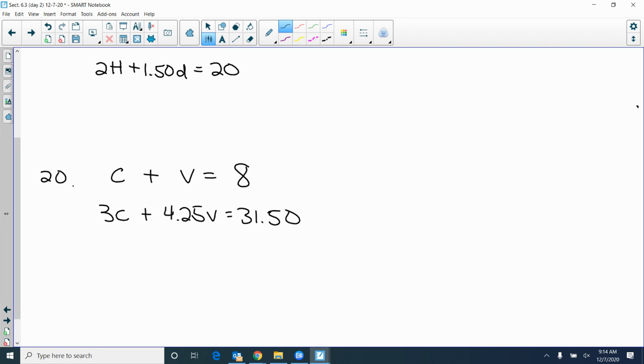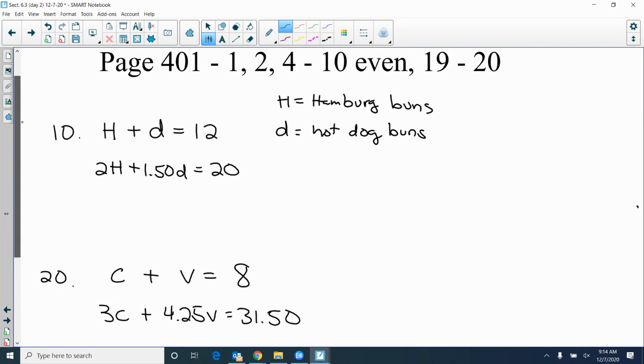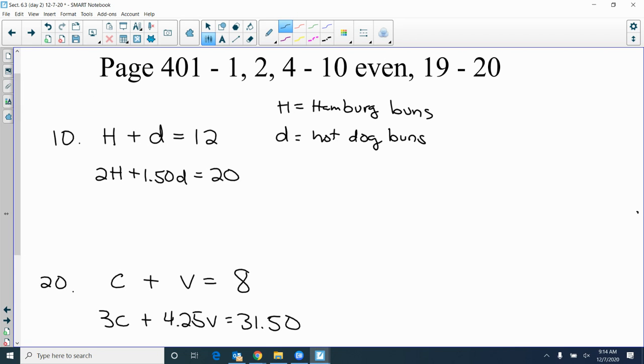For all the others, they give you what to do. So you should be a little bit prepared for those. Okay. So you got 2, 4 through 10 even, and 19 and 20. 4, 6, 8, 10, 6, 7, 8 problems. 8 problems. Now you can finish 10 and 20 now if you want to, or you can hop up to 1. It doesn't matter.